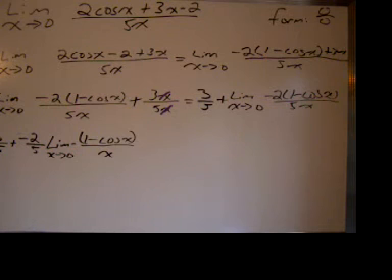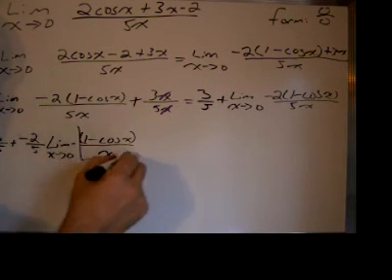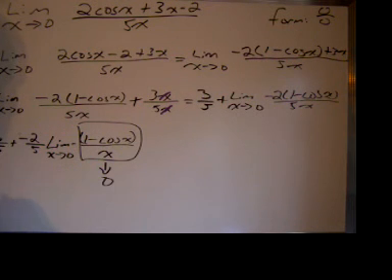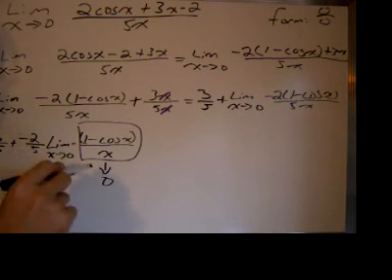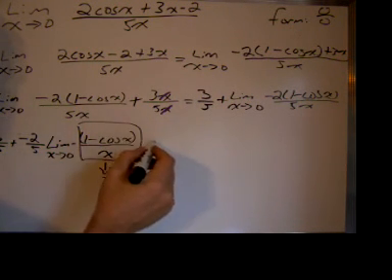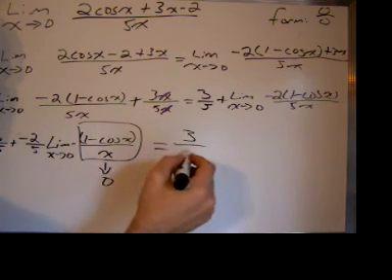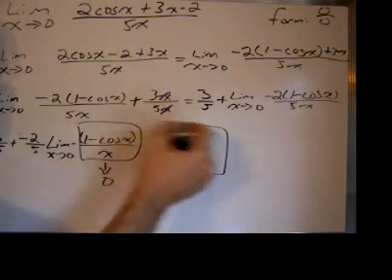And now we can use the fundamental trigonometric limit of the limit as x goes to 0 of 1 minus the cosine of x over x equals 0. So negative 2/5 times 0 is 0, plus 3/5 is 3 over 5, and that's the limit.